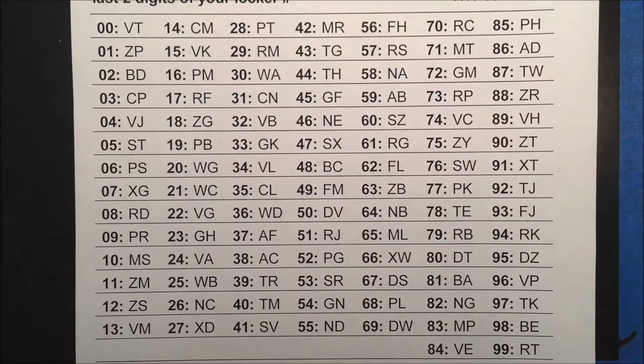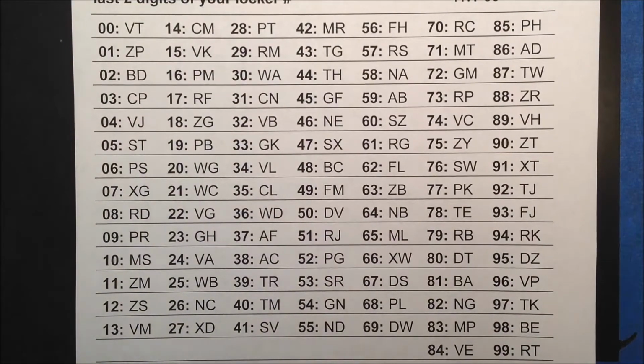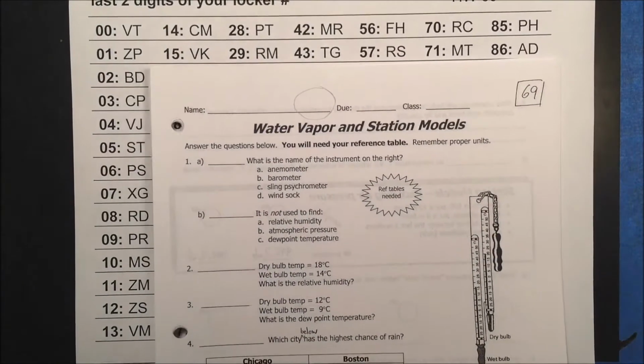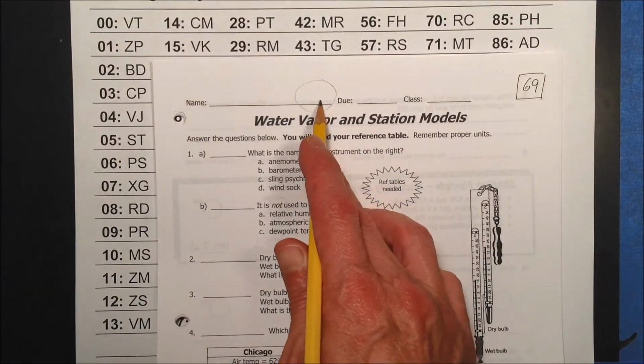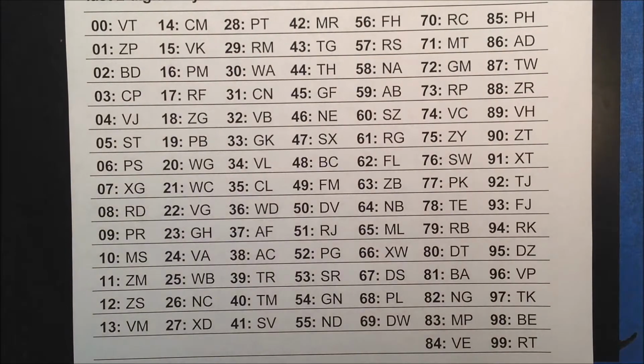Now, please match up the last 2 digits of your locker number with the 2 letters that are next to it, and then write them on the front of your paper in a circle right next to your name. Thank you.